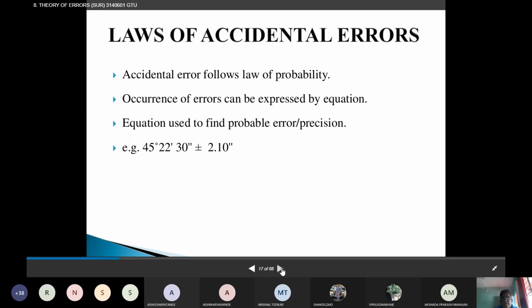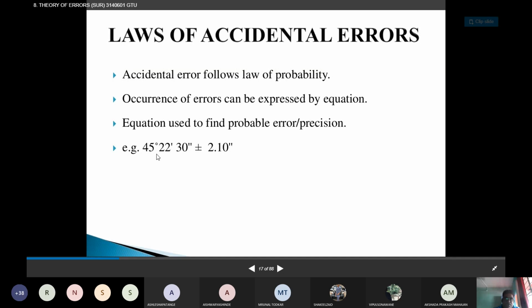Now the laws of accidental errors. So what about these laws of accidental errors? Accidental error follows the laws of probability. Occurrences of the errors can be expressed by equations. So the equation can be utilized in terms of the error and the precision.